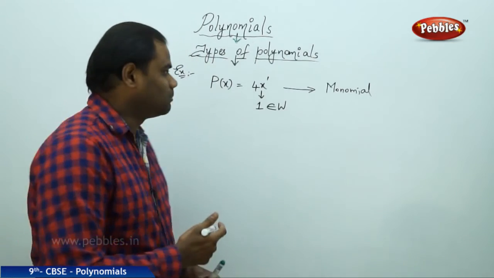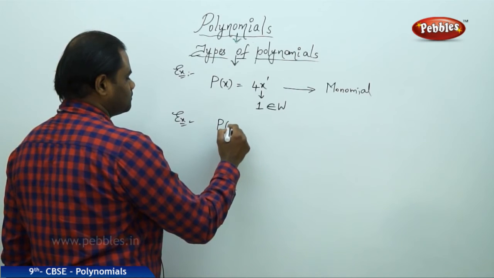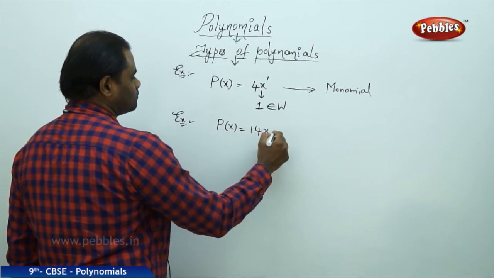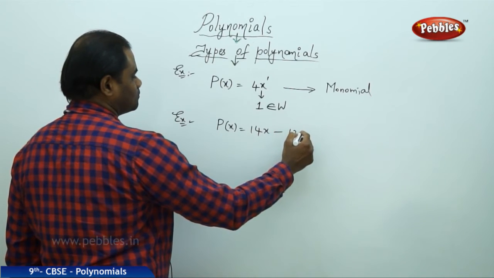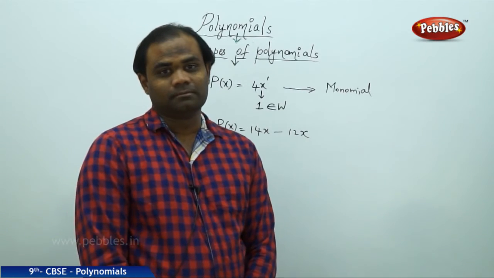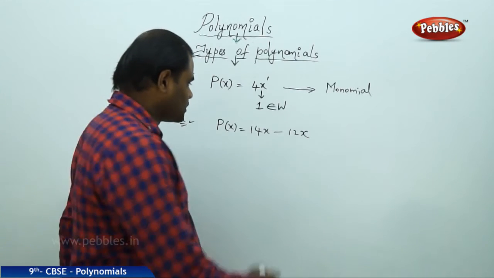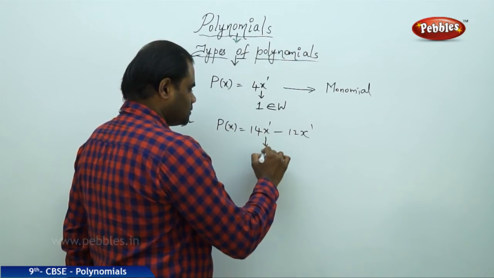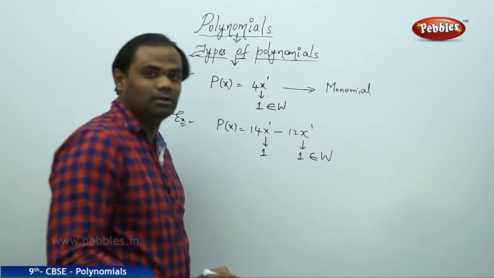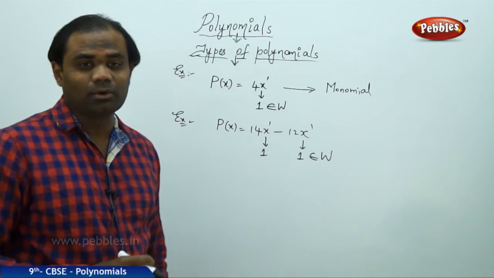Let's take one more example. How many terms out here? There are two terms. But is this a polynomial? Yes, of course. The power of x is 1. Each 1 belongs to whole numbers. Therefore, this given expression in the given example problem is a polynomial.